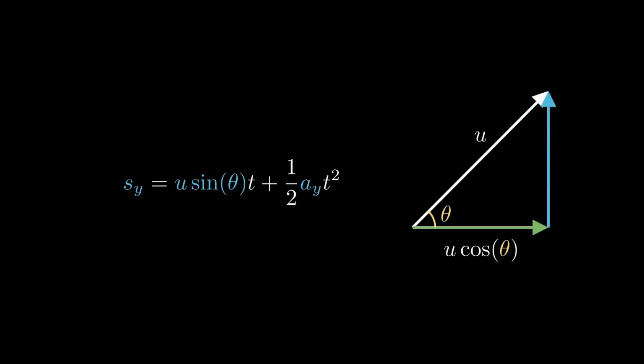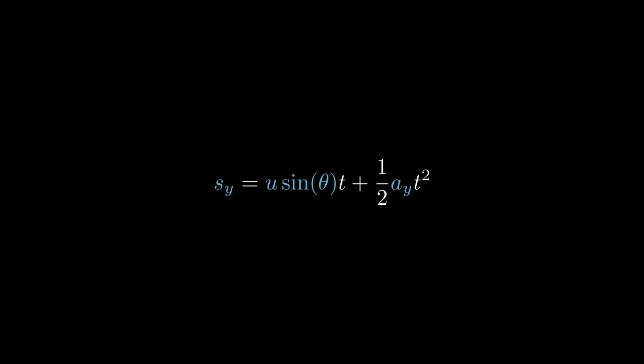Now for the vertical component. We can find the vertical component of the initial velocity by multiplying it by the sine of the launch angle, similar to how we found the horizontal component earlier. And because of gravity, there is a vertical component of the acceleration vector, which we stated earlier to be negative g because it's pointing downwards. This then gives us this as the equation for the vertical motion.